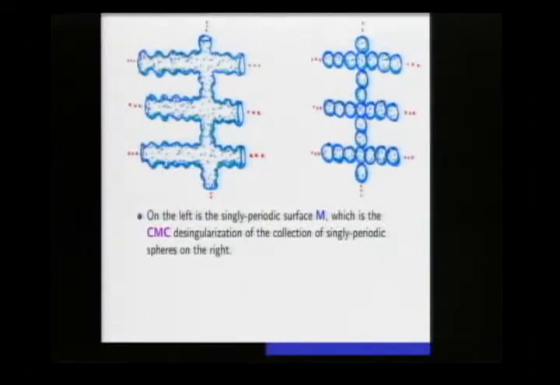Okay, so here's our very nice picture that kind of tells us what to do. So this is an example of a singly periodic constant mean curvature 1 surface in R3. How do we make it? Along this line here, I put a chain of spheres, and then coming out of here, I put chains of spheres going that way. And then I desingularize that configuration. So you have to imagine somehow desingularizing it, and I make a surface that looks like this.